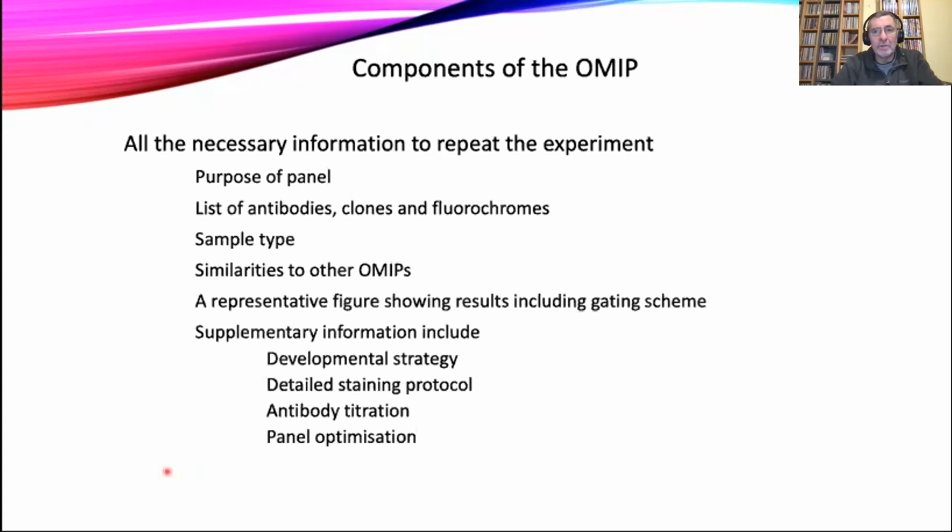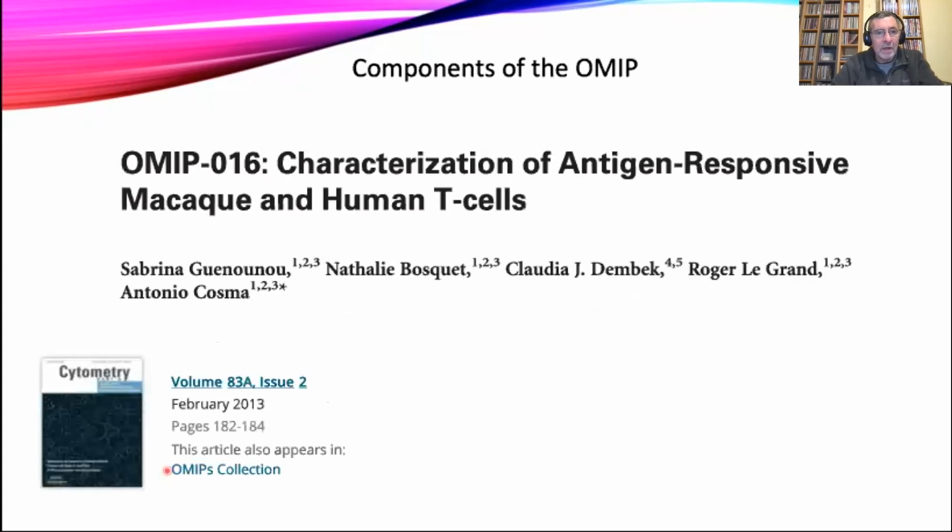So I wanted just to give you a quick example. This is OMIP 16. Actually, we've just published, I think, OMIP 81. So there's quite a lot of them out there. And this was looking for antigen responsive T cells in humans and monkeys. So you can download this and have a look as well. This is of necessity going to be a very quick overview.